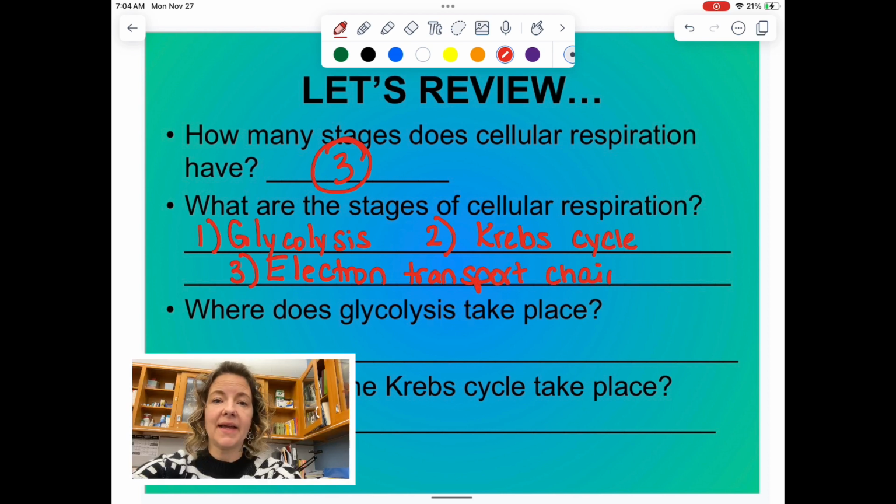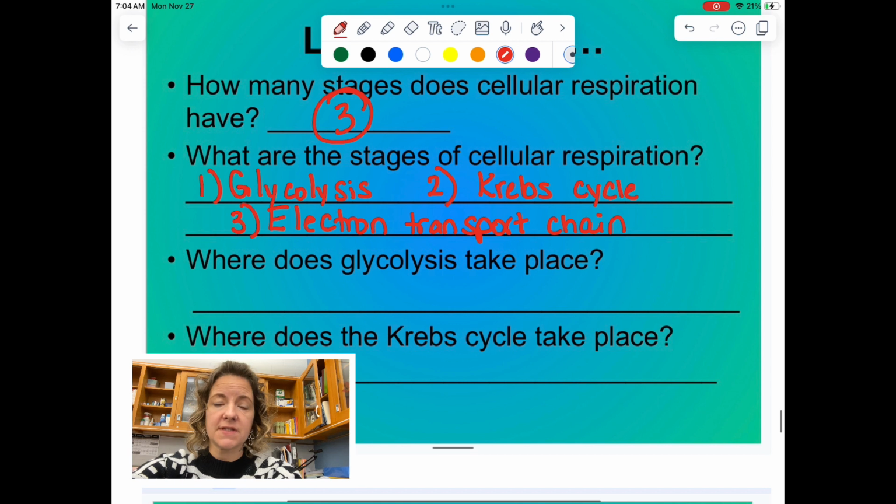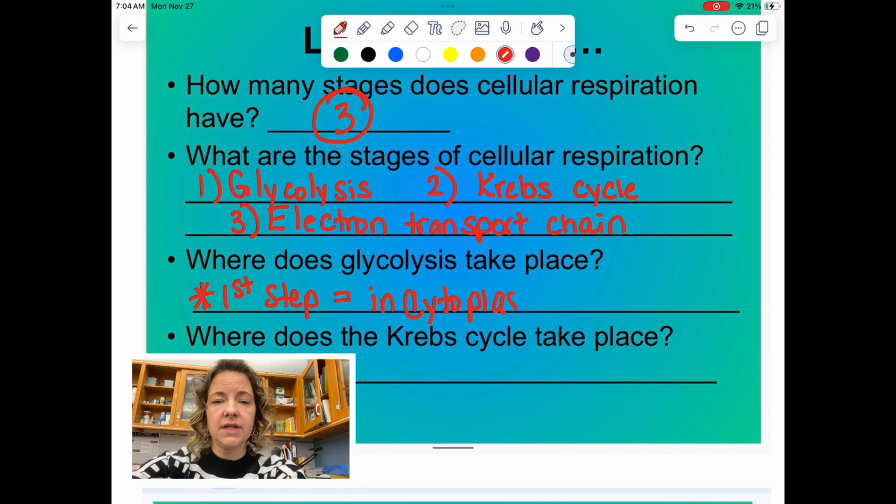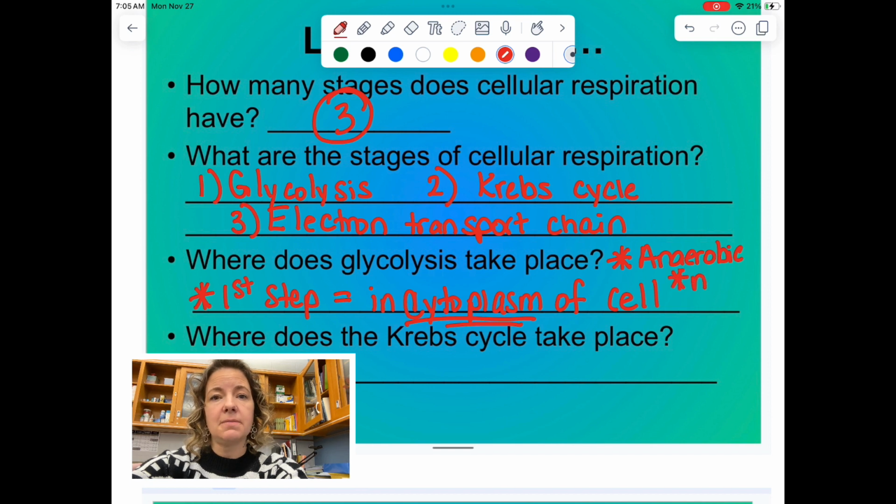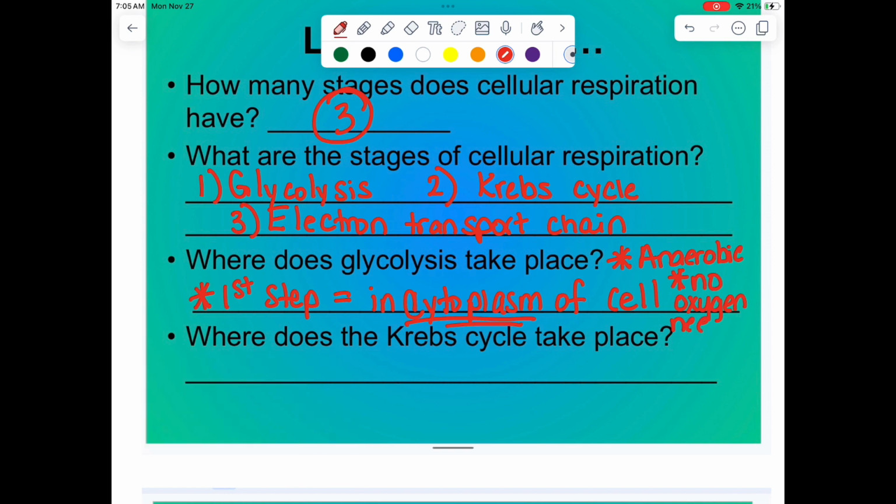Now remember that glycolysis, being the first step in the process of cellular respiration, is going to be taking place in the cytoplasm of the cell. The next step, the Krebs cycle, is going to happen in the mitochondria. Now remember, glycolysis does not require oxygen, so that is going to be an anaerobic process, whereas that next step is going to be in the mitochondria, the powerhouse of the cell.